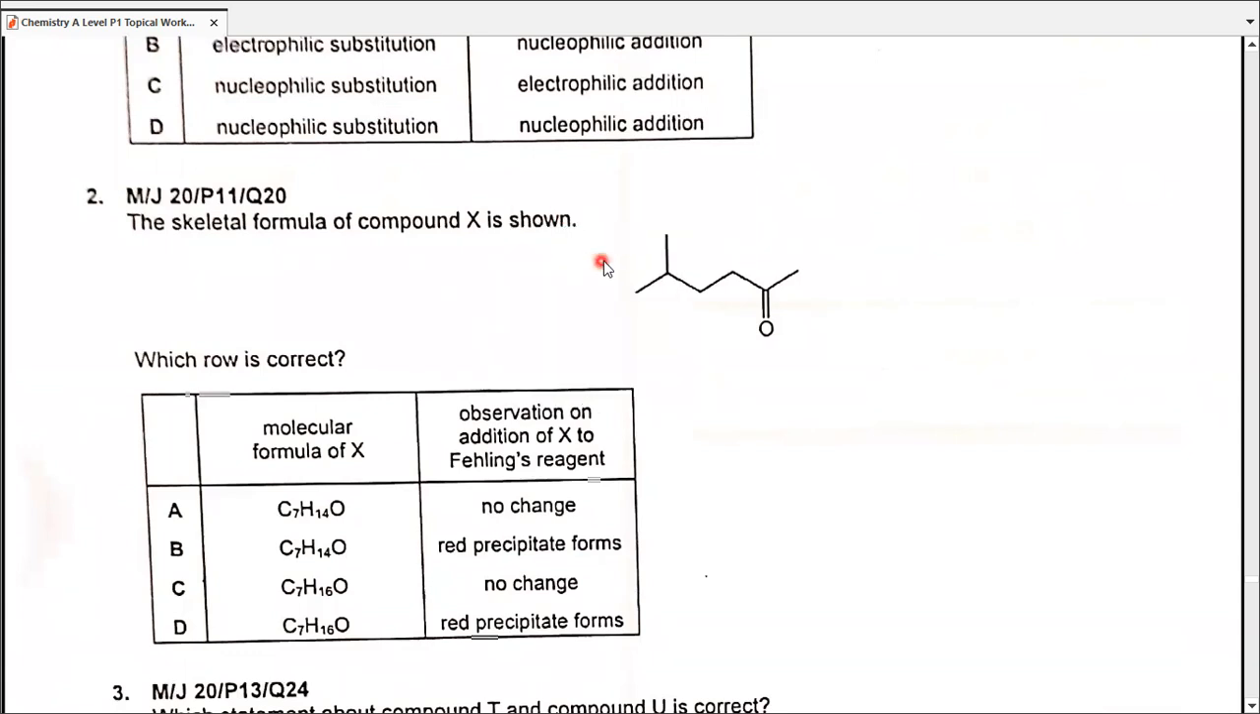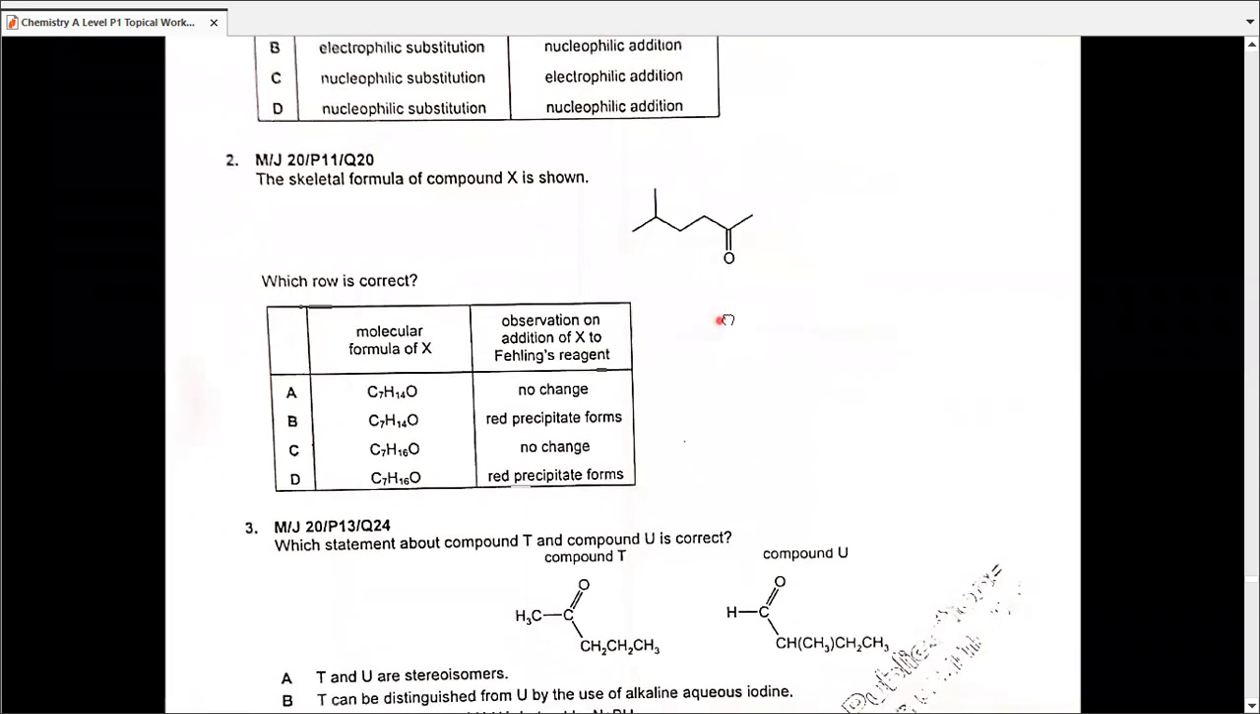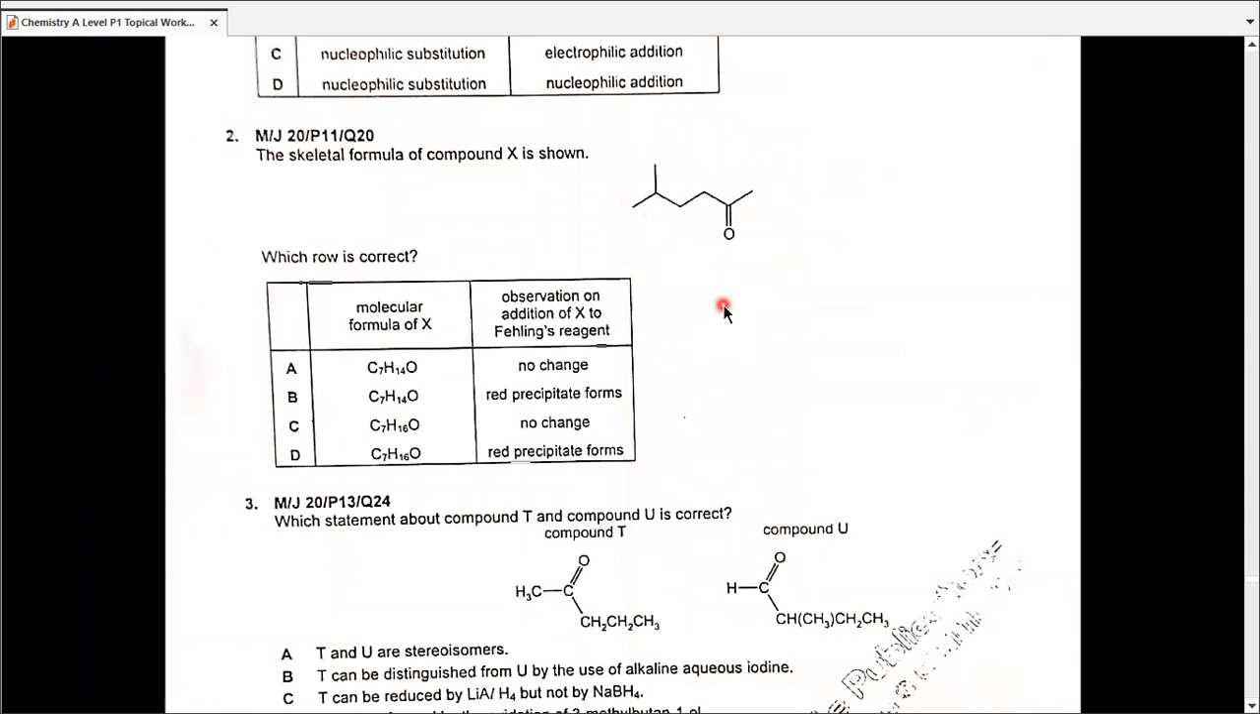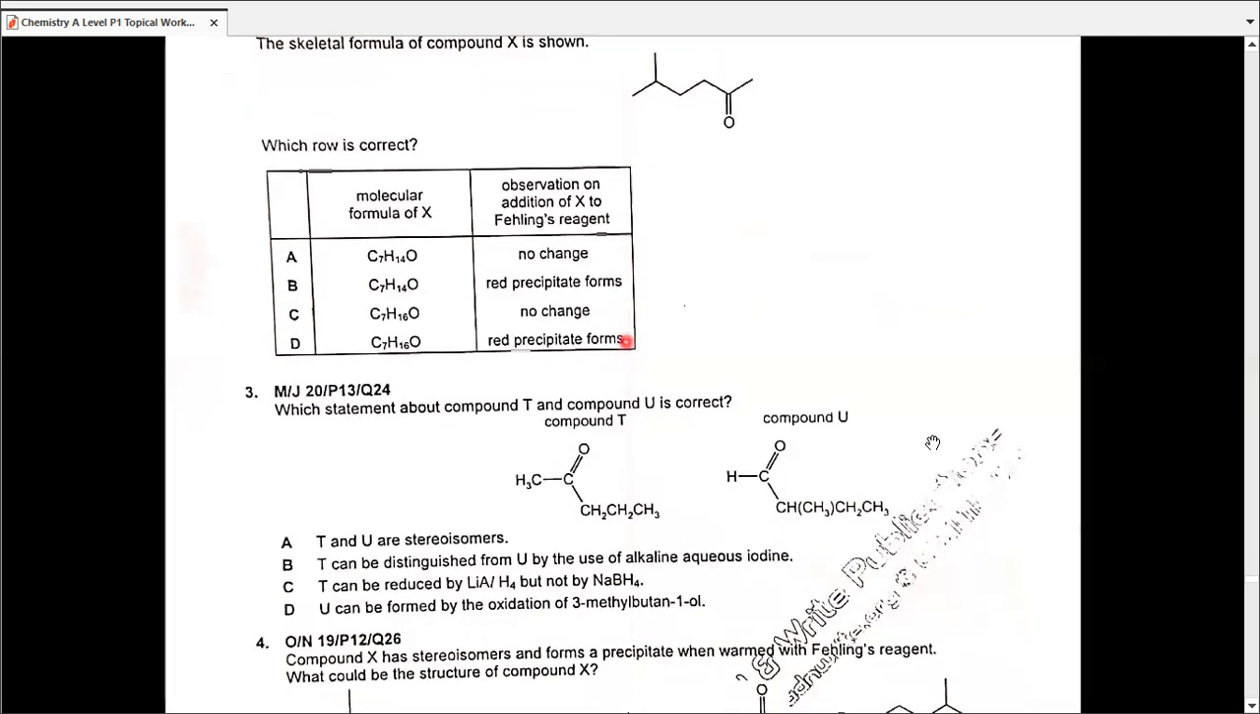Let's zoom out a little bit to see more of it. Alpha. Perfect. 3.